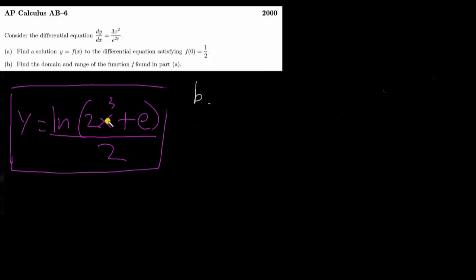Okay, so we know that we should be able to find the natural log of the stuff that's in here. And you should know that if you want to find the natural log of something, it has to be greater than 0. So you can't take the natural log of 0. You can't take the natural log of negative numbers. So for this natural log function to be defined, this stuff that's in here has to be greater than 0. So 2x cubed plus e has to be greater than 0.